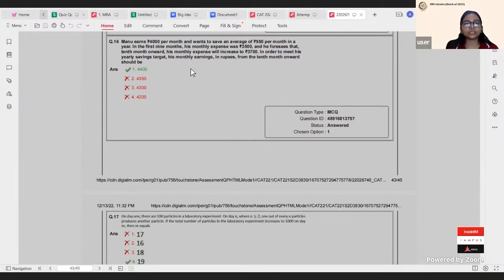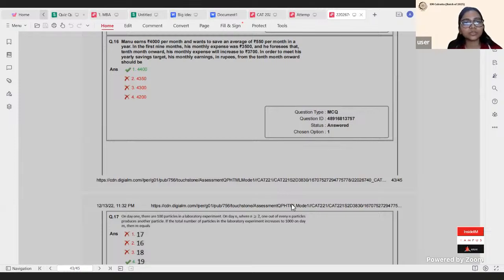So again, this question is another average based question. Here it is mentioned that Manu earns 4,000 per month, and he wants to save an average of 550 per month in a year. So 4,000 per month, if we consider, say, 12 months, for 4,000 a month earning, he wants 550 per month. So we get roughly 3,450 of expenditure per month for 12 months, that is a year.